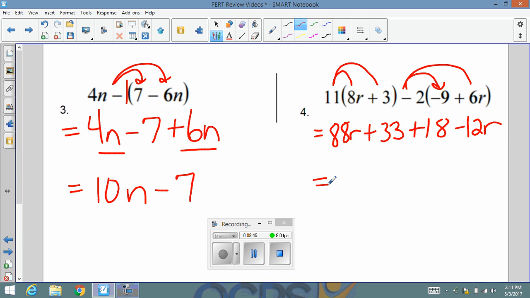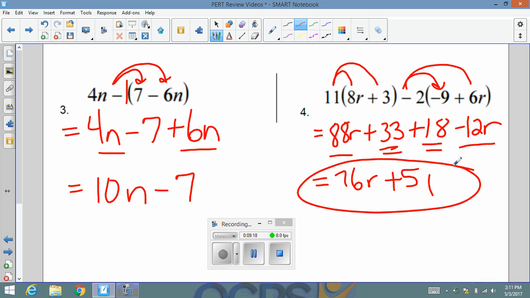And then our final step, combining our like terms. So we have 88r and negative 12r. Those are like terms. 33 and 18 are like terms. They're both constants. So 88 minus 12 is going to give me 76r. And then 33 plus 18, both positive there, so I'm going to add them and get 51. And that's my answer there. So again, I needed to distribute. Once I distribute, that's when I combine like terms.